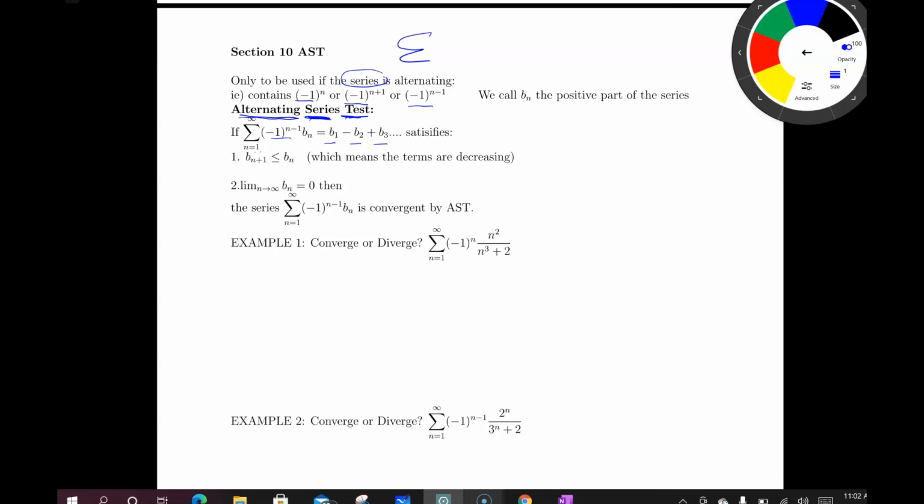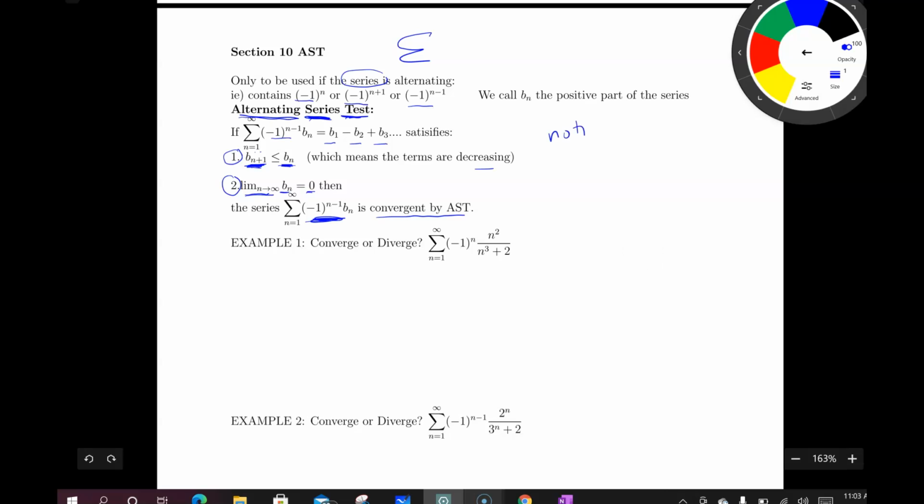So the two criteria that I need to have in order to get convergent by AST is that the terms must be decreasing. So the second term will be smaller than the first term. The third term will be smaller than the second term. The positive terms by themselves are getting smaller. And if I take the limit of those positive terms, they're 0. If I have both of those going on, then I have this alternating series convergent by AST.